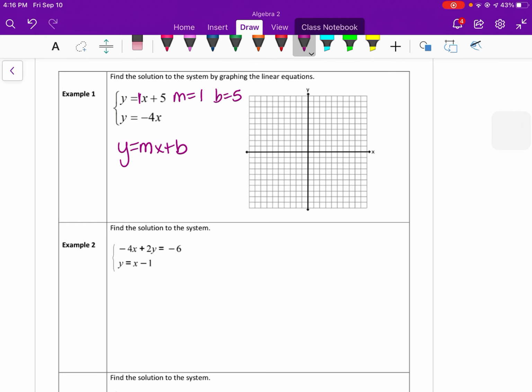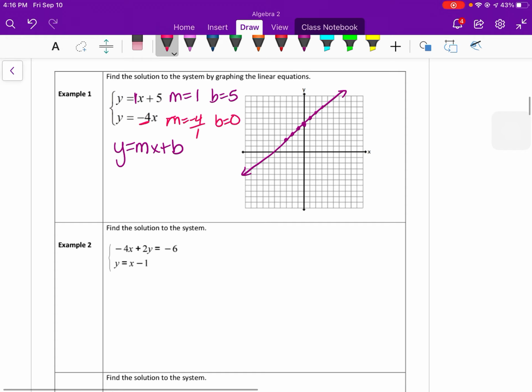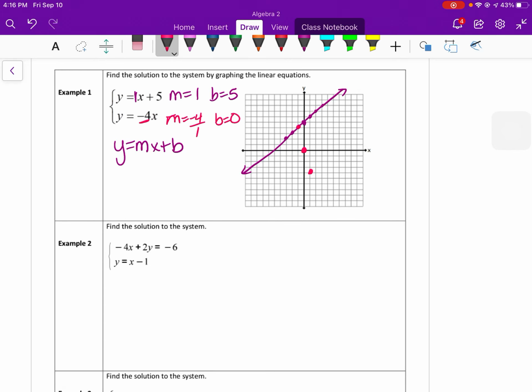So to graph that first line, we would start at positive 5 on the y-axis, and then graph it with a slope of 1. That's up 1 to the right 1, or down 1 to the left 1. So that, graphing that line. And then we could graph the next line. This one has a slope of -4, or -4/1, and a y-intercept of 0. So we would start at the origin, and then it's down 4 to the right 1, so negative slope, or up 4 to the left 1.